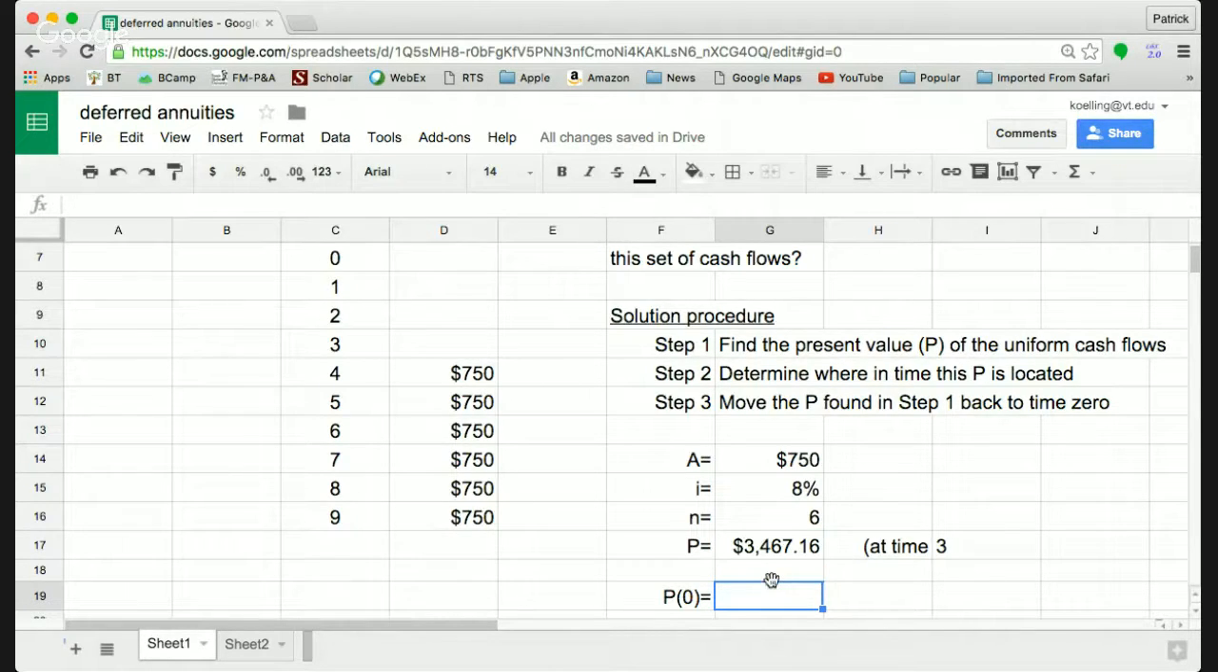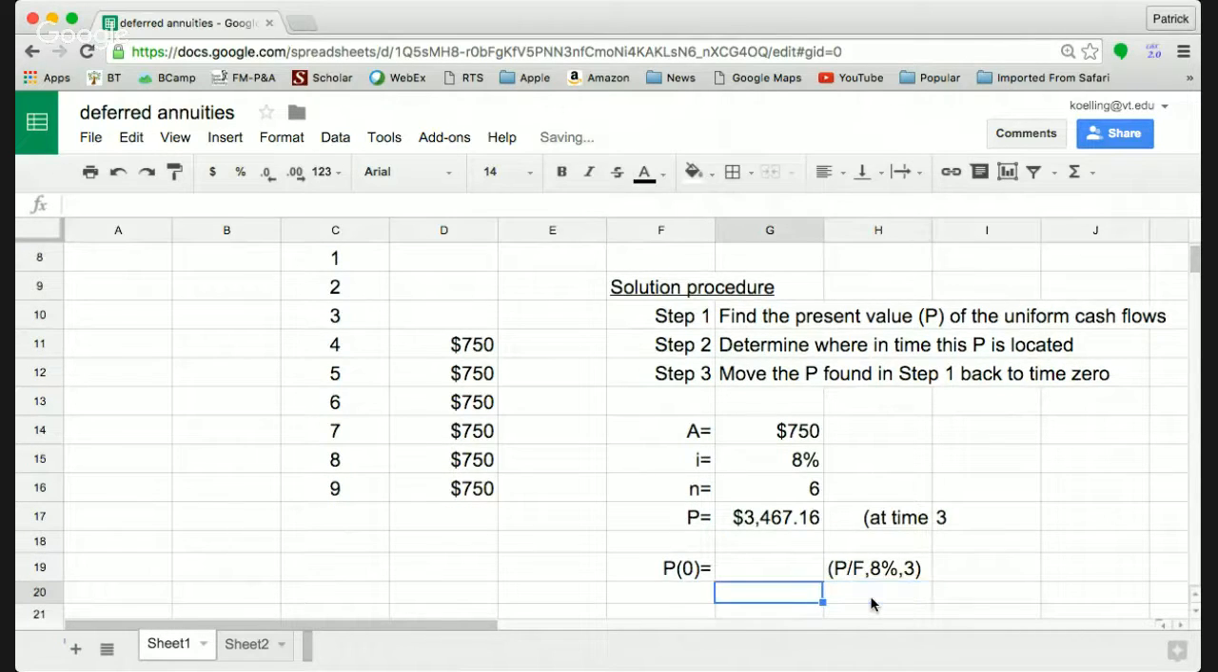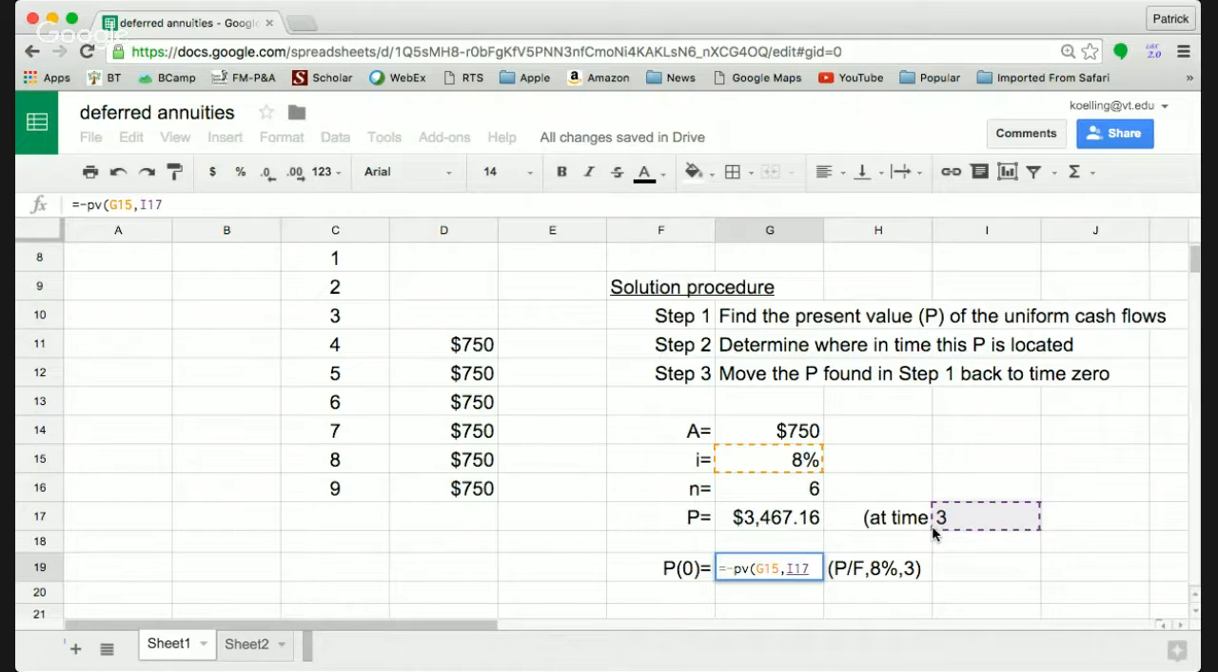So I need to find a present value given a future value. This is essentially a P given F, 8% for 3 years. That's what I'm working on here. And let's just use the PV function. Minus PV, and the interest rate. The number of years back is going to be 3 years, year 3 to year 0.